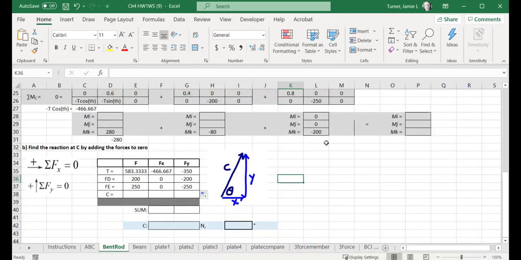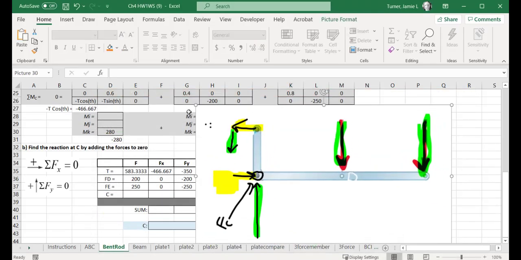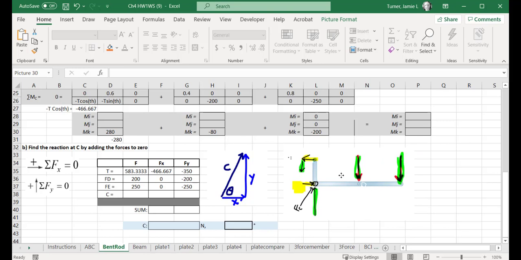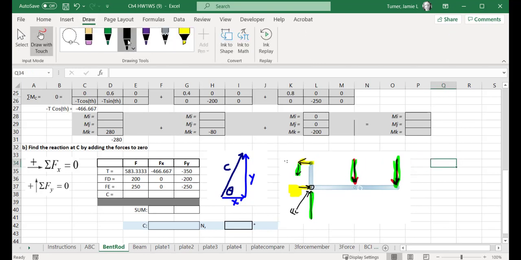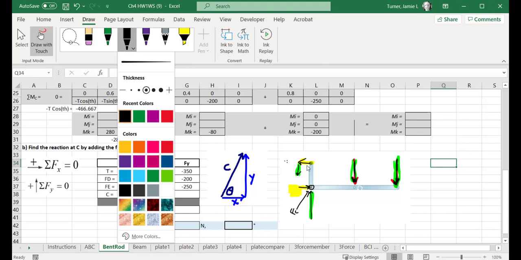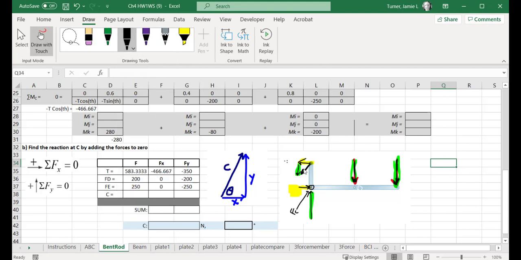Okay, so copying over that free body diagram just so that we can have a good understanding of what's happening here. So we figured out the X and Y components of our tension here. So that's our tension. And we know what D and E were. So this was 200 and this is 250.